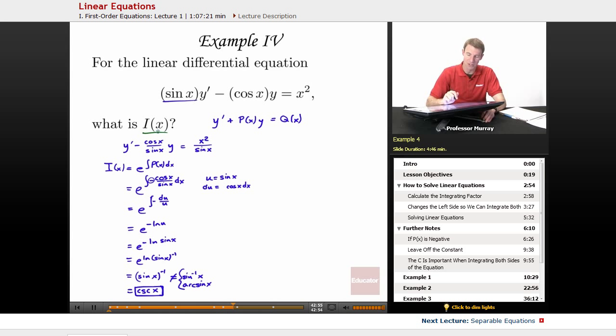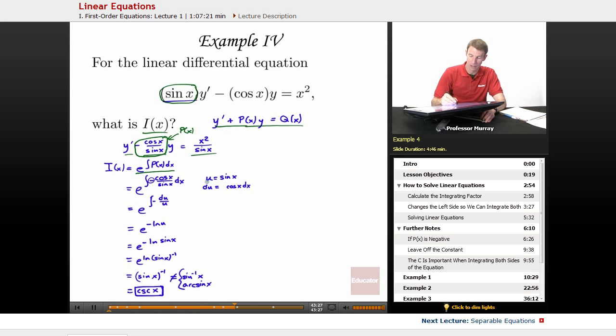So let me recap the steps there. We wanted to get the equation into linear form: y prime plus p of x y is equal to q of x. In order to do that, I had to divide away this sine of x. So I get y prime minus cosine over sine y is equal to x squared over sine x. And then the integrating factor, you do e to the integral of p of x dx, where the p of x is whatever's found in front of the y, and you've got to include that negative sign there. So that's all p of x.